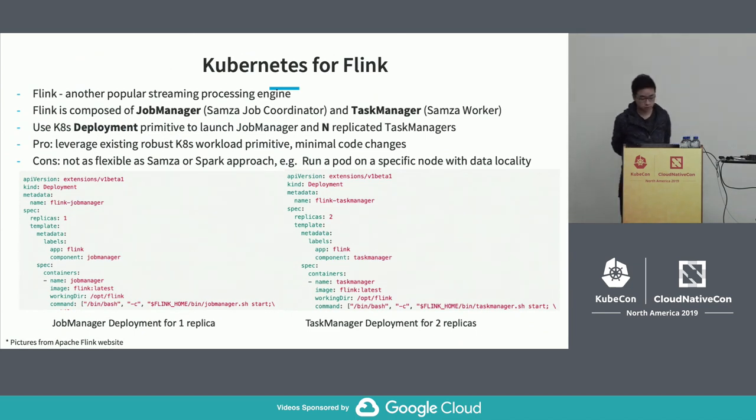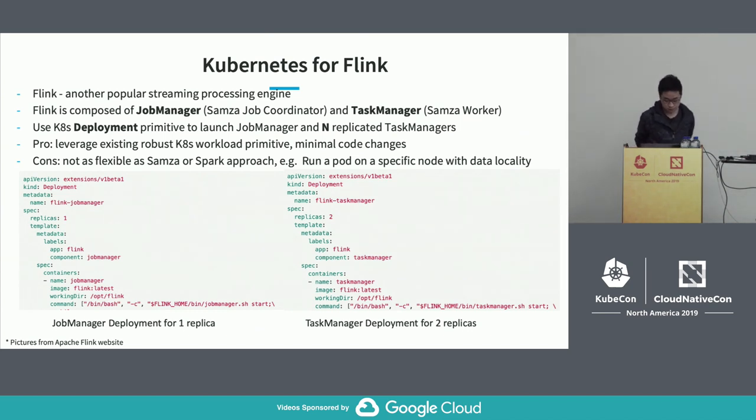And Kubernetes also integrates with Flink. Flink is another very popular stream processing engine. Architecture-wise, it's also kind of like a master-slave design. Flink has the job manager that's similar to the Samza job coordinator, and also the task manager that's similar to the Samza worker.